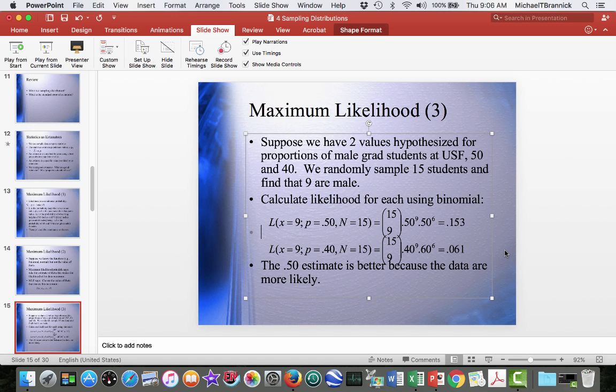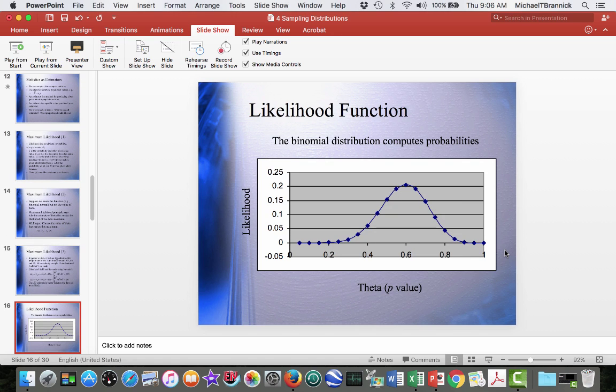Now, you wouldn't actually do that. It's just an illustration, okay? What you would actually do is say, well, I got 9 out of 15 who are male, and what's my best guess? And so you could compute a likelihood function using that binomial that I showed you for each value of theta.